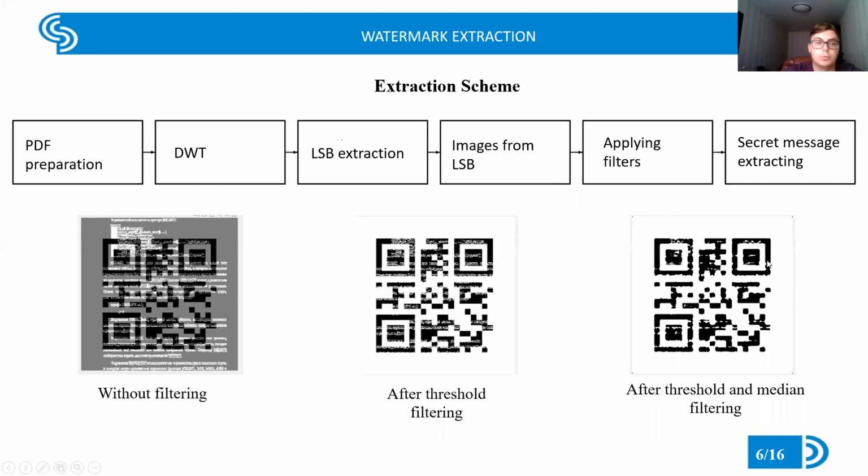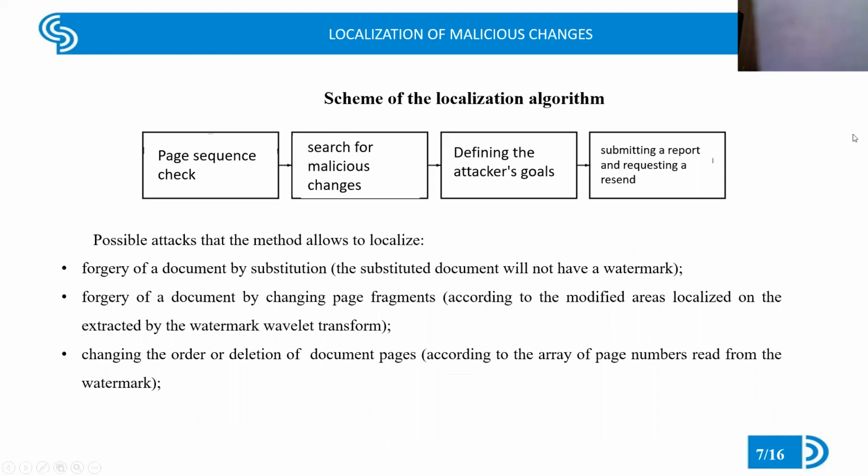The extraction scheme consists of preparation of the PDF document, discrete wavelet transformation, and extraction of bits. Next, we get an image from these bits, apply filters, and read the secret message. If authentication fails and the integrity of the document is compromised, the method offers the ability to localize malicious changes in the document. This is possible due to the properties of embedding in the discrete wavelet transformation.